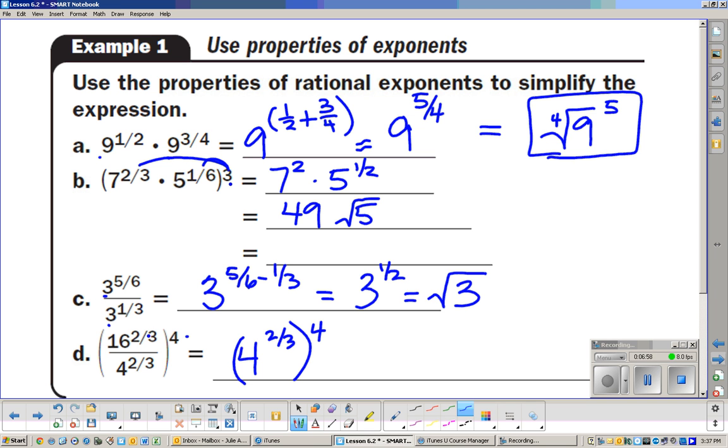All right? Now, if we do that, then we have to put that 4 inside because we have an exponent on top of an exponent. We multiply. We'd have 4 to the 8/3. That could be our final answer, or we could write it as the cubic root of 4 to the 8th power.